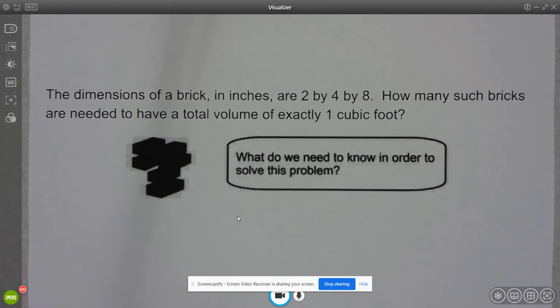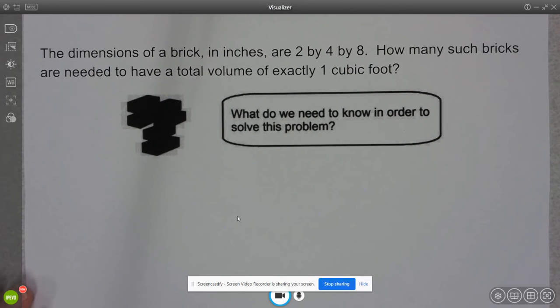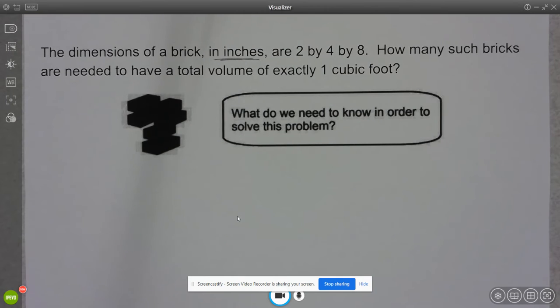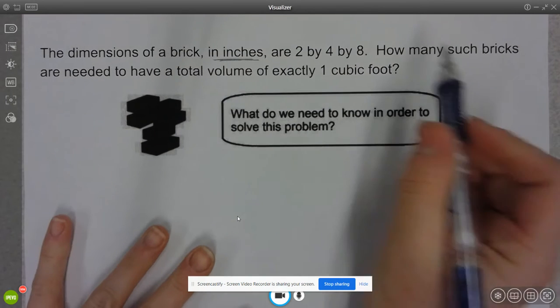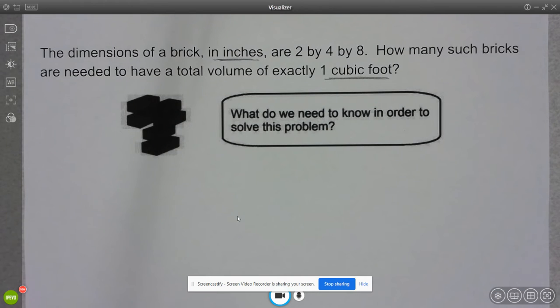Right, so let's talk about some word problems involving volume. So the first one, we're given the dimensions of a brick. One important thing to know is it is in inches, and we need to figure out how many bricks it takes for 1 cubic foot.